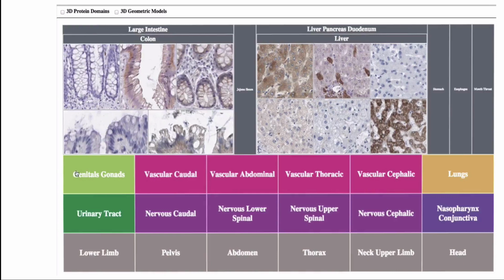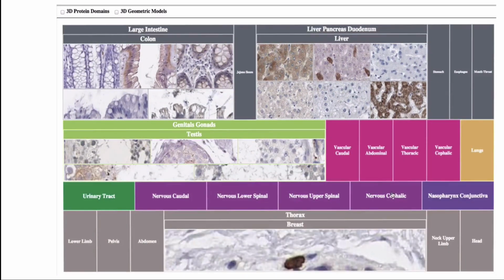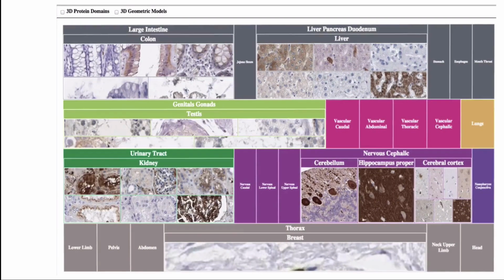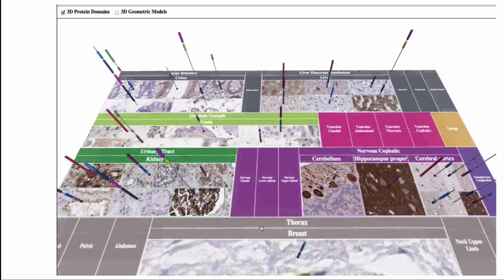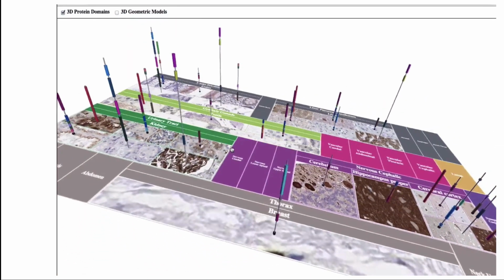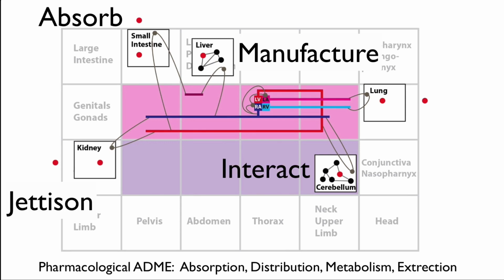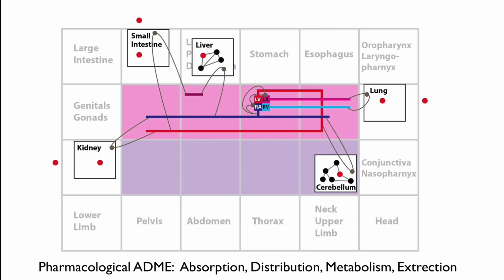ApiNATOMY originally set out to visually provide a broader physiological context to molecular processes, a global map for the molecular economy, as it were, marking out the anatomical locations where molecules are manufactured, where absorbed, where jettisoned, and, above all, where they are allowed to meet and interact in fulfillment of their function. In that sense, the first implementation of ApiNATOMY was simple. It focused on the pharmacological ADME use case.